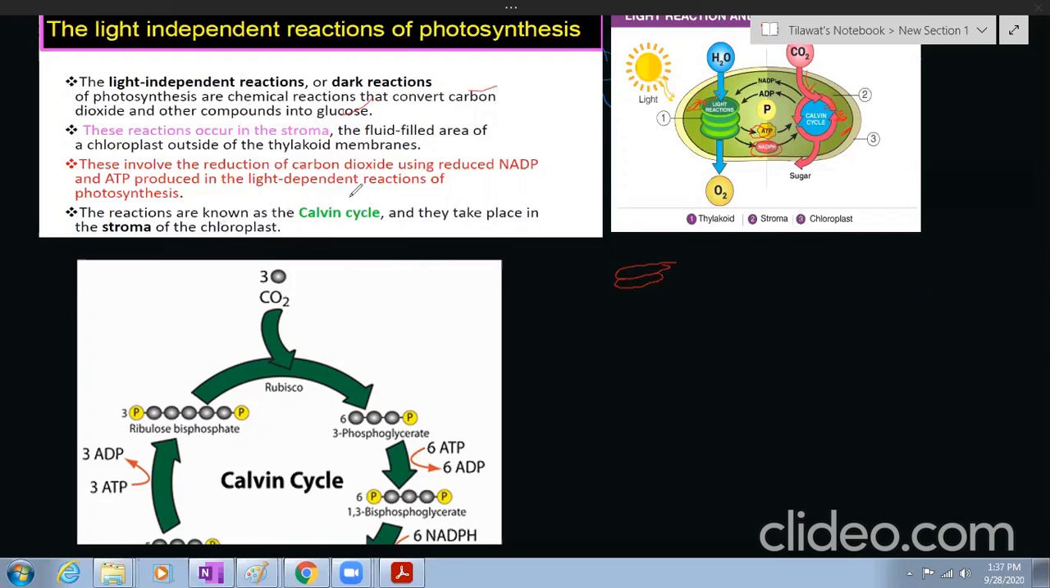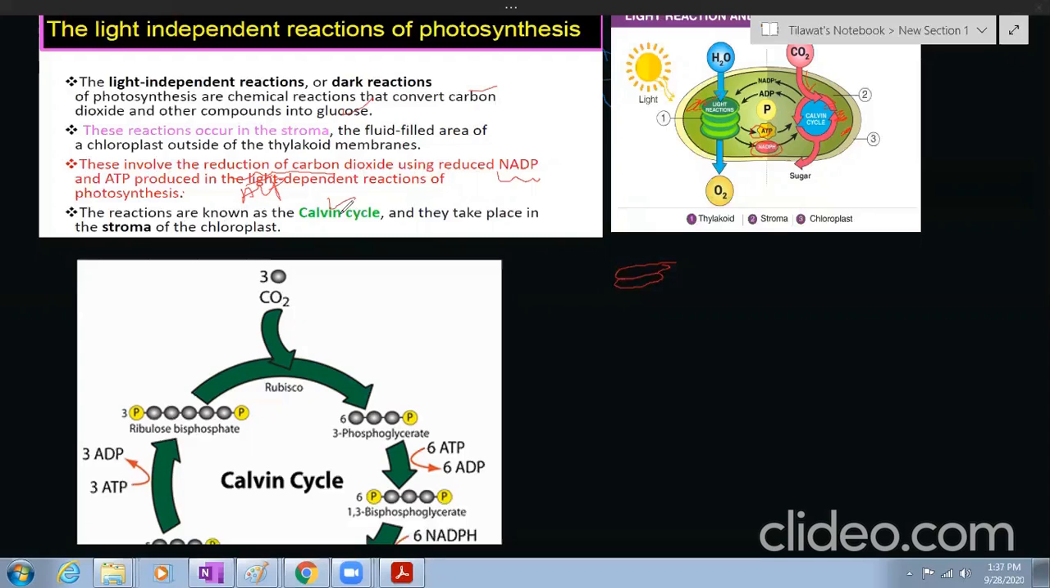These involve the reduction of carbon dioxide using reduced NADP. It means we will use reduced NADP in the reduction of carbon dioxide. Carbon dioxide will accept electrons and hydrogen from reduced NADP, and ATP, right? And the ATP produced in light reaction of photosynthesis will be converted into ADP. The reactions are known as Calvin cycle, and they take place in the stroma of chloroplast.